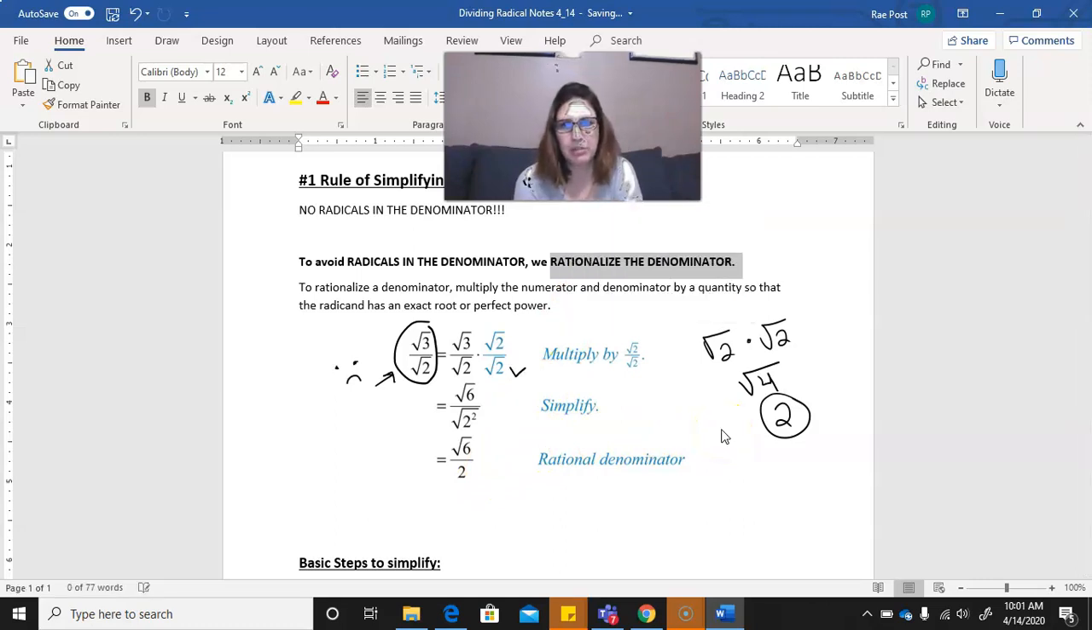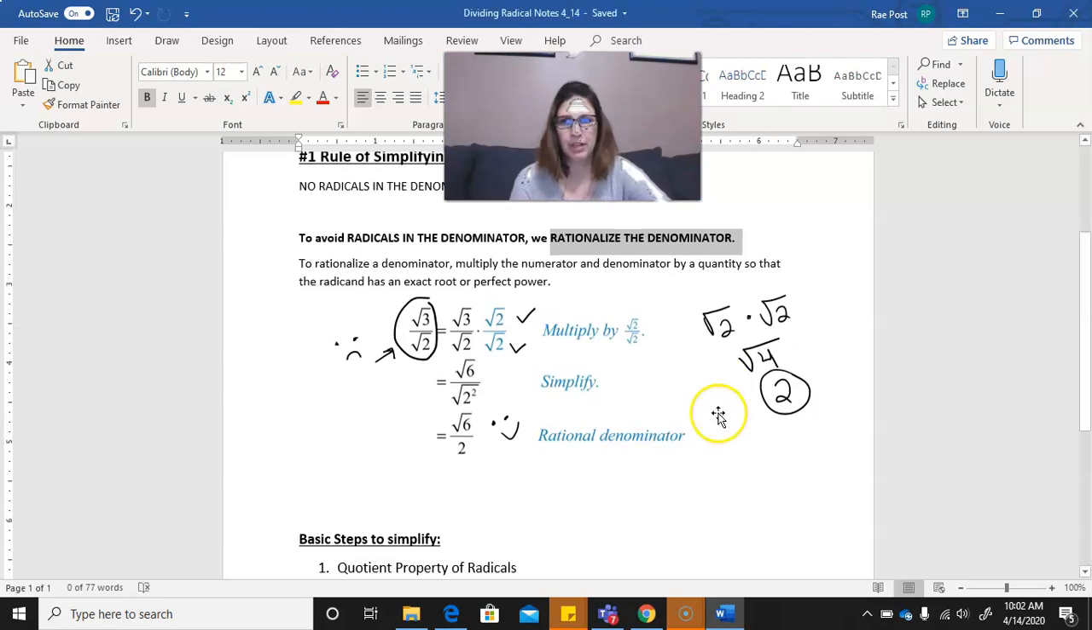And remember the rules of algebra, you can do whatever you want. Just make sure that whatever you do to one side, you do to the other. So in this case, if you do it to the denominator, make sure you also do it to the numerator. So if you multiply, in this case, the numerator, which is the square root of 3, times the square root of 2, that gives you square root of 6. And that's okay. You can have a radical in the numerator, you just can't have one in the denominator. And you're all good to go.